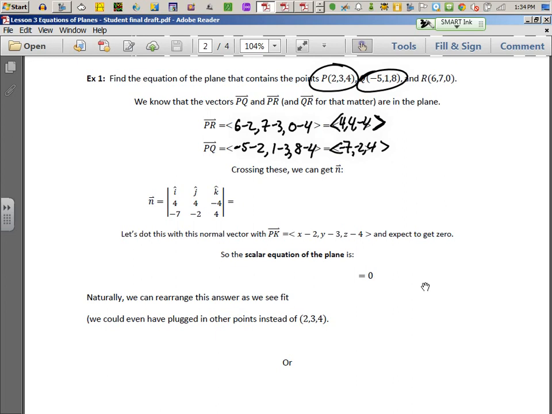Now if we take the cross product here, I already set up your determinant for you. You're going to get the vector n. Then we're going to dot it with x, y, z, and we'll be done. It'll be easy.